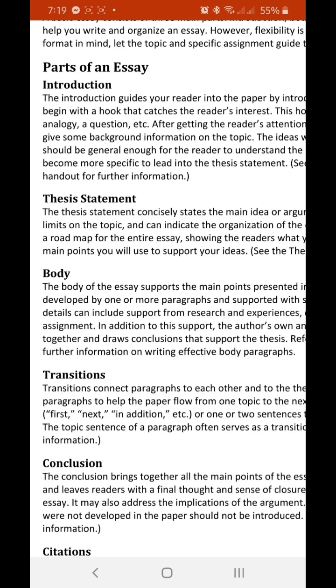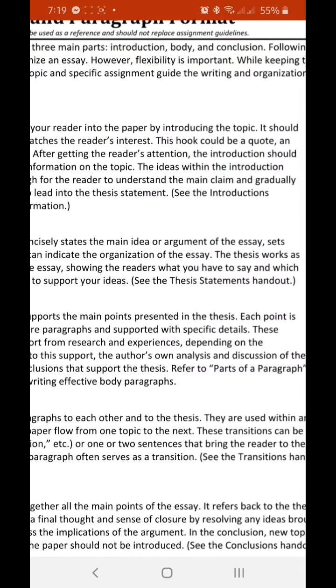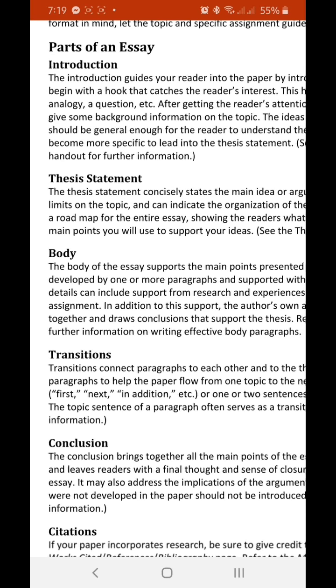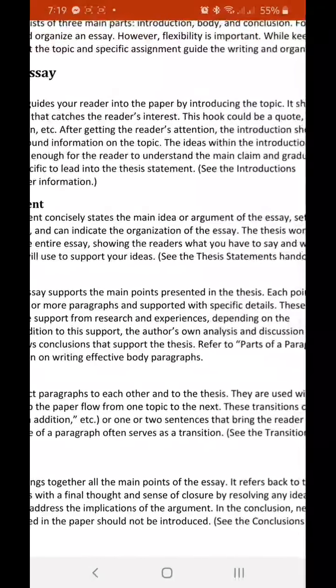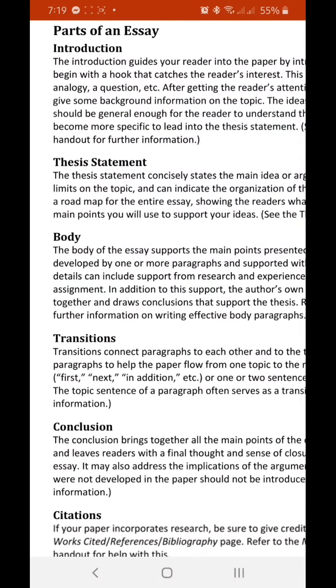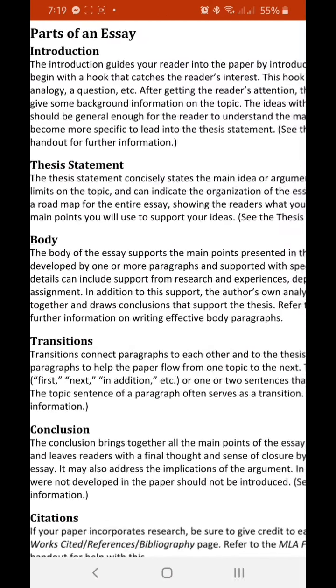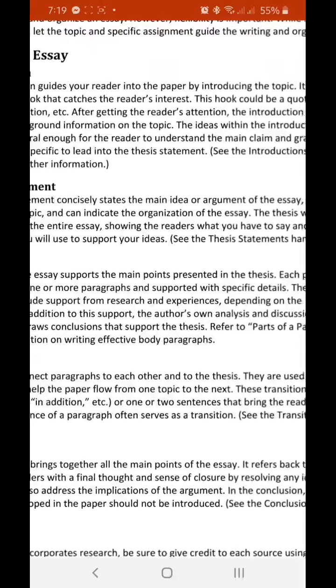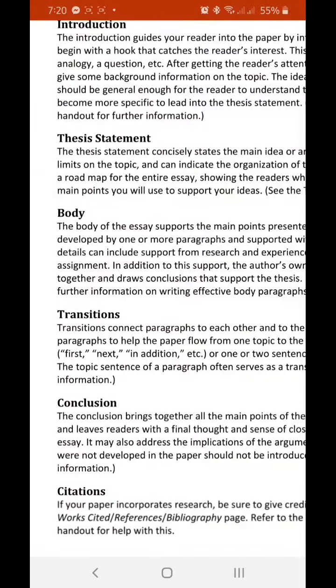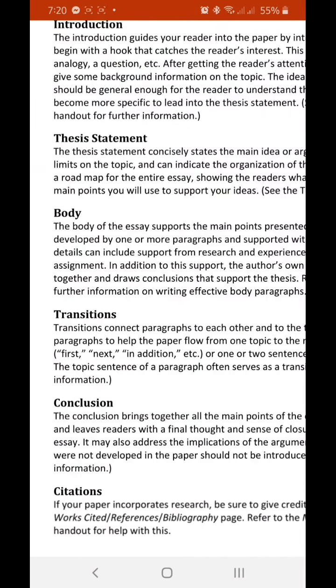And let's try to understand what the thesis statement is. The thesis statement concisely states the main idea or argument of the essay, sets limits to the topic, and can indicate the organization of the essay. The thesis works as a roadmap to the entire essay, showing the readers what you have to say and which main point you will use to support your ideas.